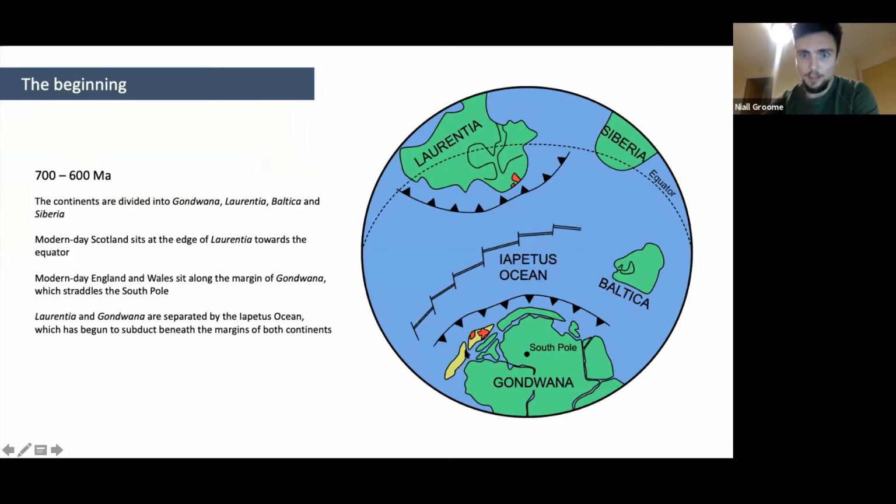You can see these yellow patches, these represent Avalonia, and Avalonia is what we're going to be focusing on as it makes its way from here in Gondwana up through to Laurentia. And they are separated by the Iapetus Ocean, which is a large ocean in between the two land masses. It's opening roughly north-south, and by this point, it has started to subduct beneath both land masses.